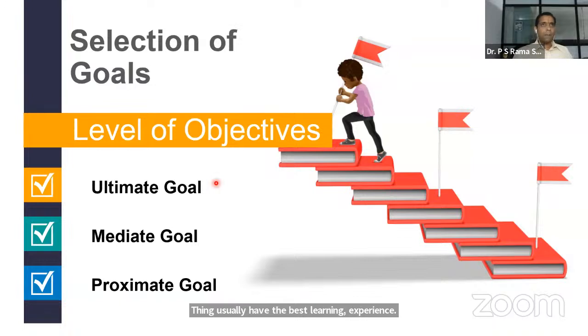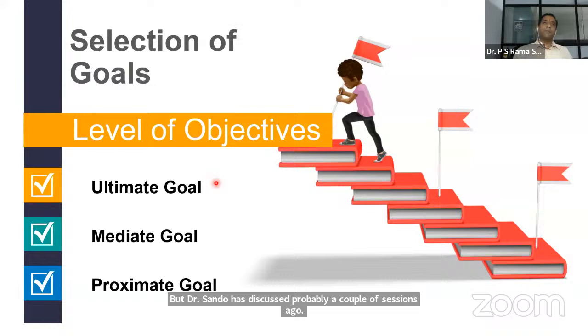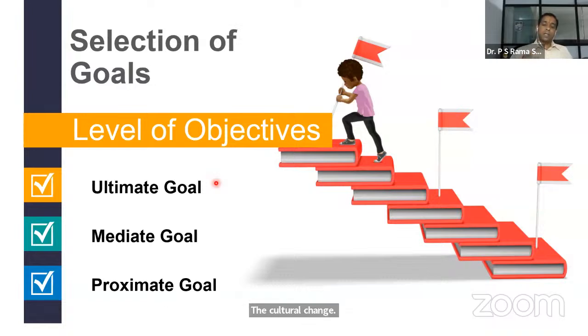And what is the ultimate goal? Ultimate goal is the impact, which we have discussed. Dr. Sindhu discussed it probably a couple of sessions ago. He was speaking of the impact, the cultural change we are expecting in the universities or the colleges. That is the ultimate goal. So the curriculum has to bring the transformation, and that cannot be seen immediately. The ultimate goal can probably be seen after 5 or 6 years, after batches of students have passed out.